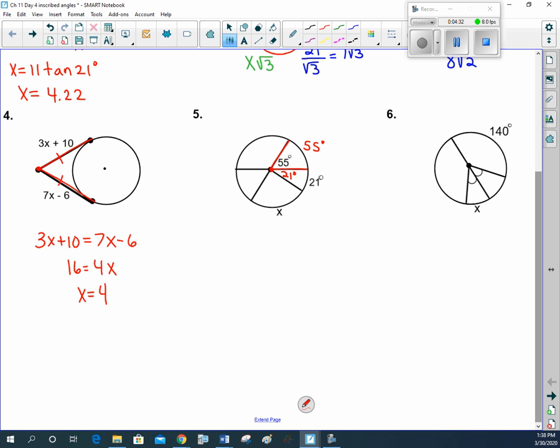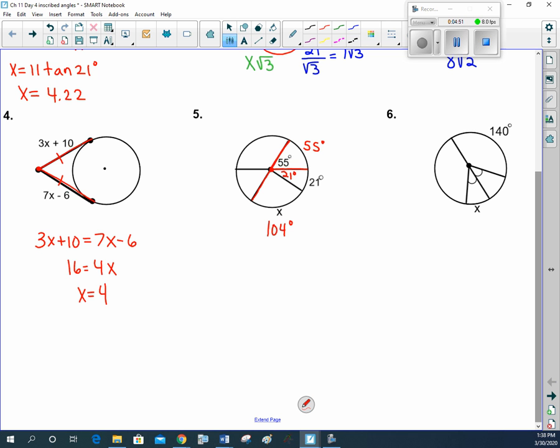That's going to be something in degrees, but I know that's a diameter because it's going through the center. So 180 minus 55 minus 21 will give you 104 degrees. So this is 104 degrees. X in that scenario is 104 degrees.